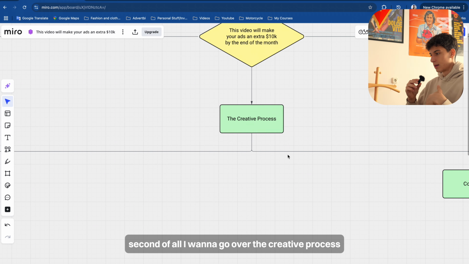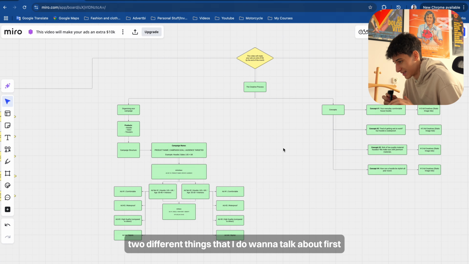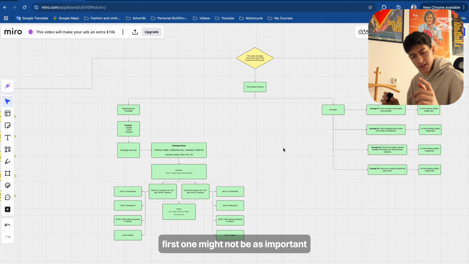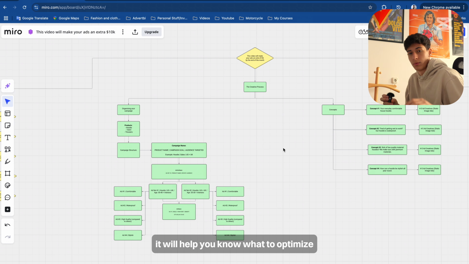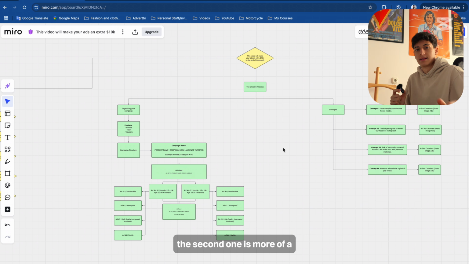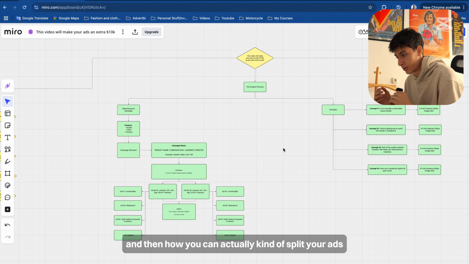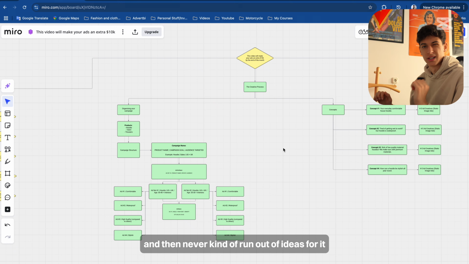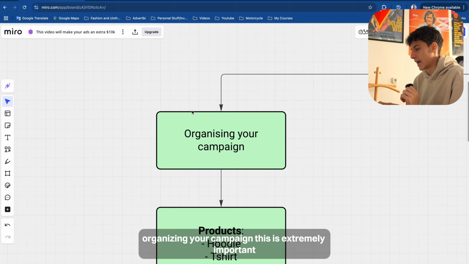Second of all, I want to go over the creative process. Now here I have two different things that I do want to talk about. The first one might not be as important, but from my perspective, it's very important. It will help you know what to optimize and how to keep everything organized. The second one is more of a strategy, and how you can actually split your ads and then never run out of ideas for it. First of all, organizing your campaign.